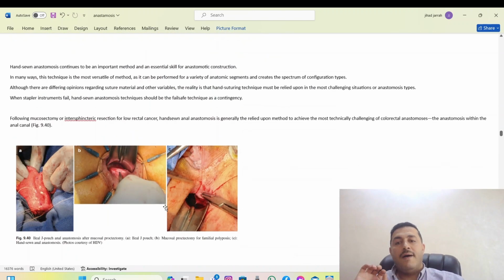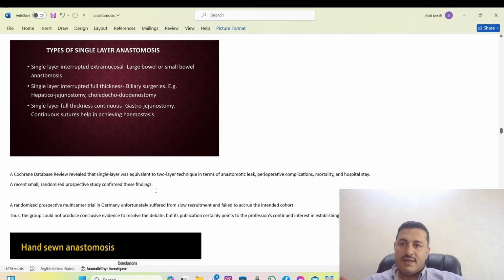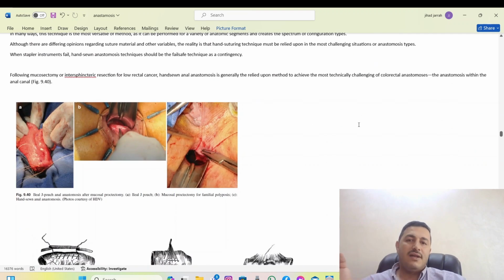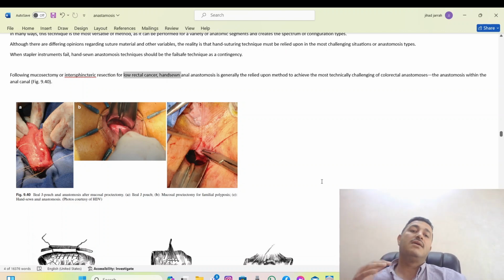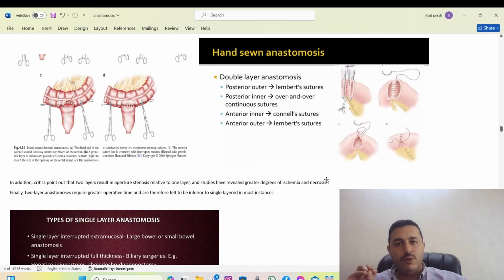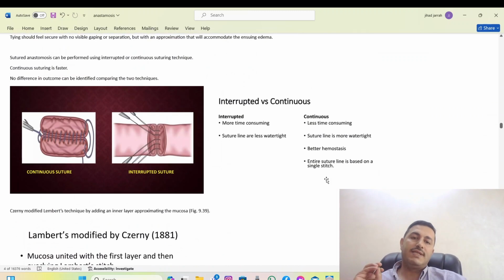So we will summarize what we said. We discussed this type of hand sewn anastomosis. Sometimes it's mandatory to use hand sewn, especially when we deal with extremely low GI anastomosis, when we do mucosectomy or intersphincteric resection for low rectal cancer. Hand sewn anastomosis is what we use. Let's summarize what we said. I know we just reviewed the information, but we will summarize it.